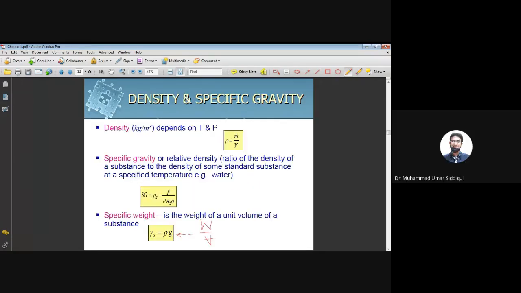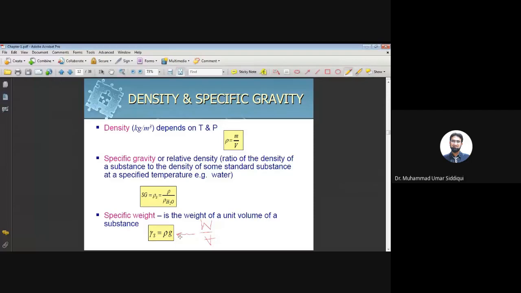What will be the unit of specific weight? Sir, I guess it depends on which substance. Kg? I'm talking about unit. It's weight over volume, right? What's the unit of weight? Kilogram. No, unit of mass is kilogram. What's the unit of weight? Newton. And what's the unit of volume? Meter cube. Yes. So weight over volume would be Newton per meter cube.